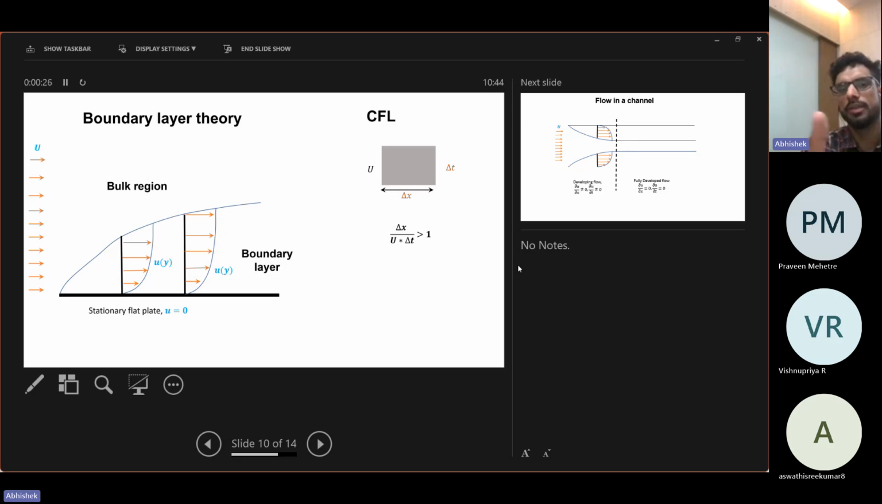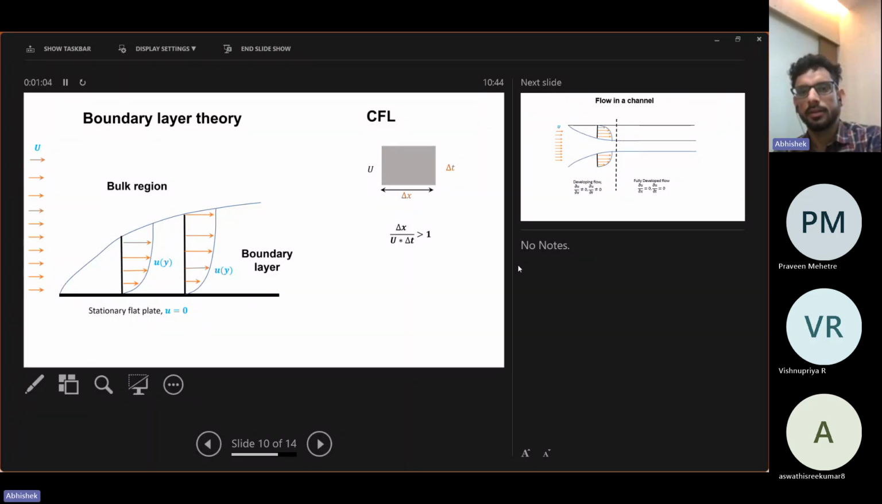If your fluid is starting at left, it has to travel a distance of delta x to exit on the right. The point is that delta x should be large enough that the fluid particle does not move from left to right in a single time step. So this is the physical significance of the Courant number. For any grid delta x, you have to choose your time step such that delta x is always larger than u delta t.